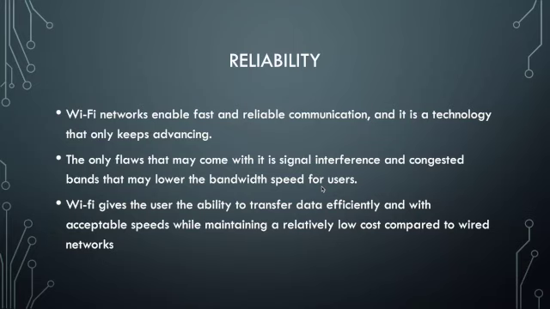Now, a range of about 100 feet is common, so it might be a physical barrier that could be stopping it. Usually radio waves pass through most kinds of materials, but they can be blocked or absorbed by materials that conduct electricity. Water also conducts electricity, meaning that our bodies can actually interfere with Wi-Fi. But don't be alarmed, because radio waves don't cause cellular damage, so at least that's something we don't have to worry about. Other than that, Wi-Fi gives the user the ability to transfer data efficiently and with acceptable speeds while maintaining low cost compared to wired networks.